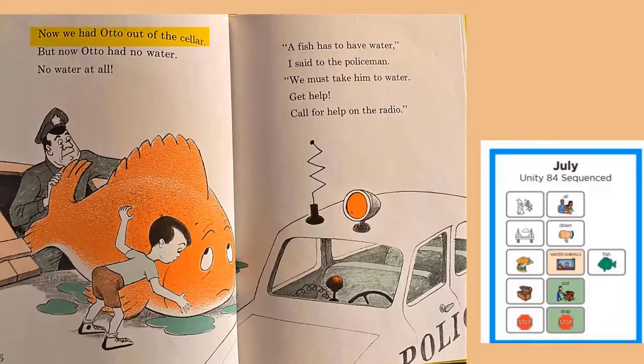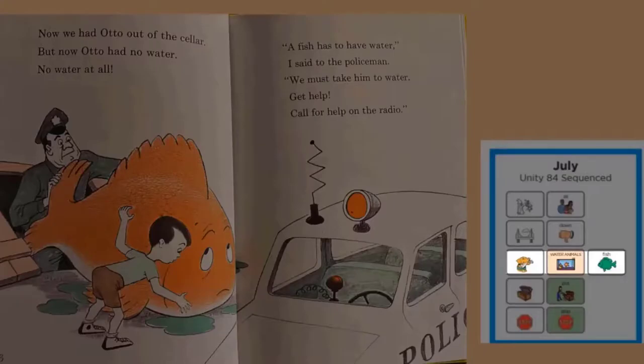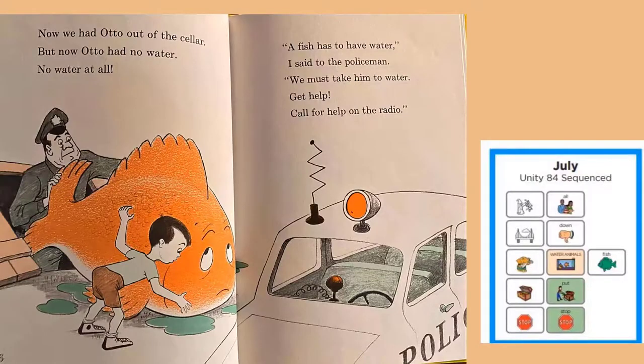Now we had Otto out of the cellar, but now Otto had no water at all. A fish has to have water, I said to the policeman. We must take him to water. Get help. Call for help on the radio. Who do you think will come help them with the big fish?